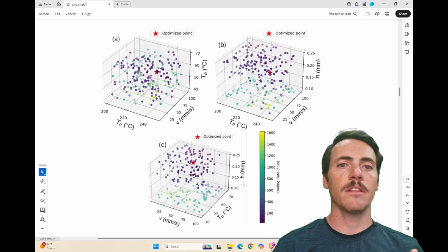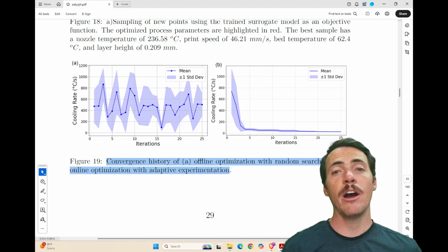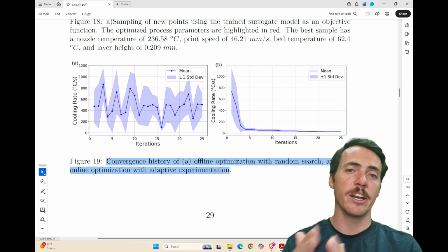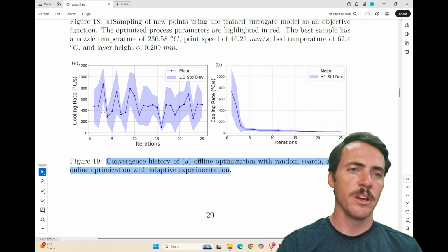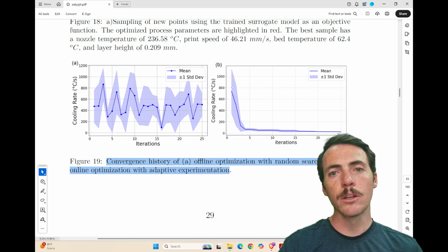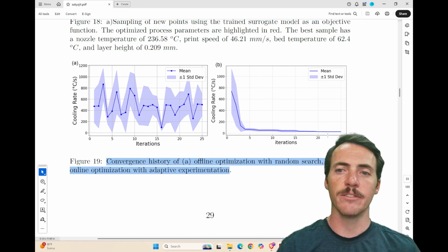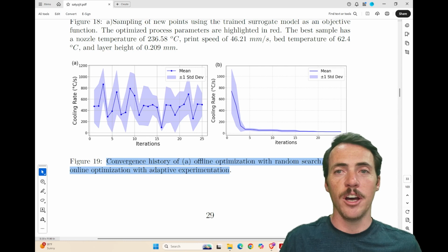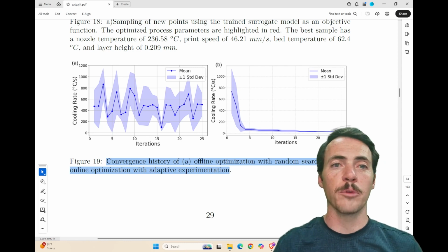Ultimately, using this approach, they can explore a large design space where they're looking over the different layer height, the speed, the nozzle temperature, and then compare how it would do with random search. If you were just trying randomly to get the right settings, it shows you the cooling rate, how it's sort of all over the place. But here, they're actually able to learn how to predict the cooling rate very effectively with this approach using low-cost simulation data of your thermal properties.